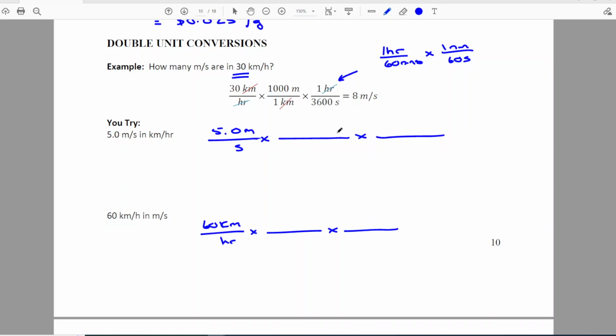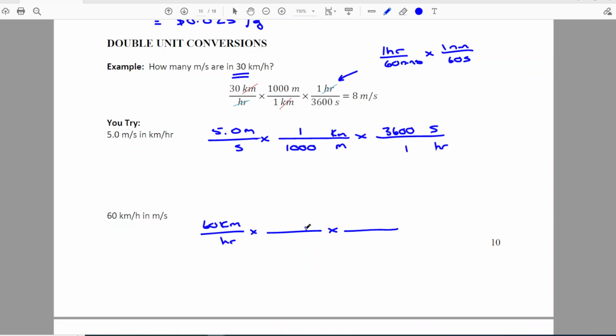So we want kilometers per hour, right? These are the dimensions we want. We have to get rid of meters. We have to get rid of seconds. So then I could put in my conversions. 1 kilometer is 1,000 meters. 1 hour is 3,600 seconds. So the biggest difference is in this one, you're going 5 divided by 1,000 times 3,600 instead of the opposite.